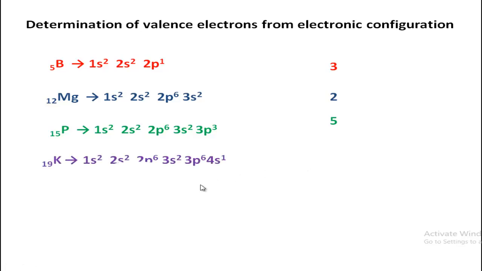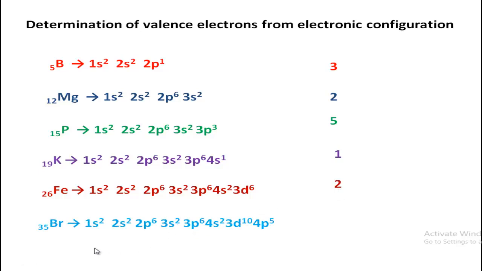Now potassium 19. And its outermost shell is the fourth shell, and here only 1 electron is present, so its valence electron will be 1. Another example, iron 26. Follow the electronic configuration. Here the outermost shell is the fourth shell, and it contains 2 electrons, so its valence electron number will be 2.